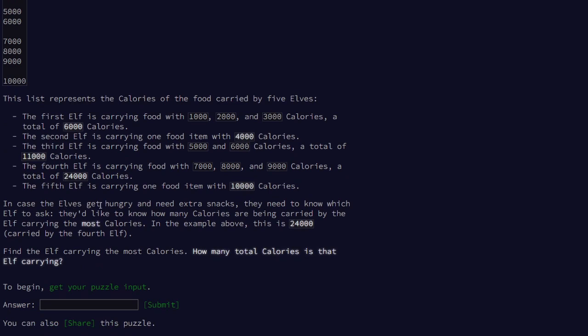In case the elves get hungry and need extra snacks, they need to know which elf to ask. They would like to know how many calories are being carried by the elf carrying the most calories. In the example above, this is 25,000 carried by the 4th elf. Find the elf carrying the most calories. How many total calories does that elf carry? Get your puzzle input.